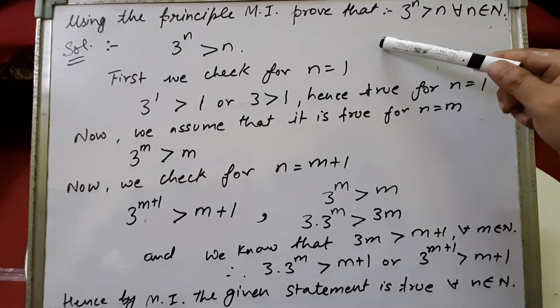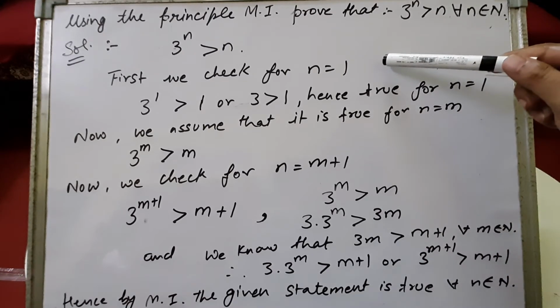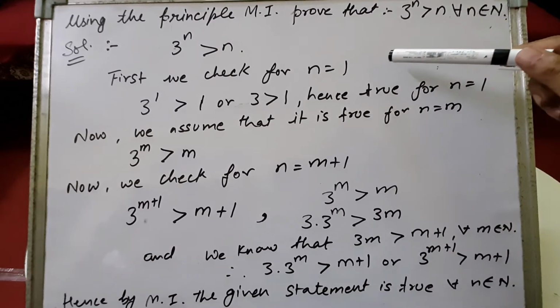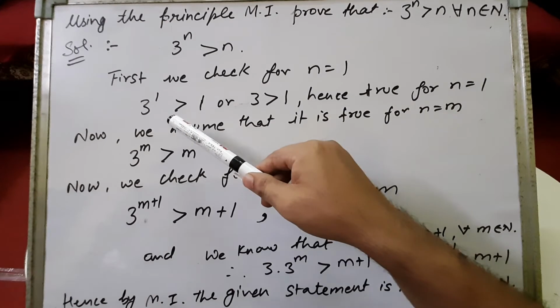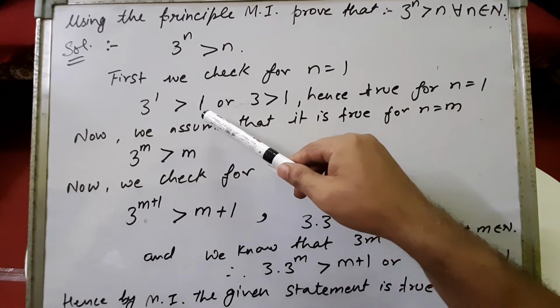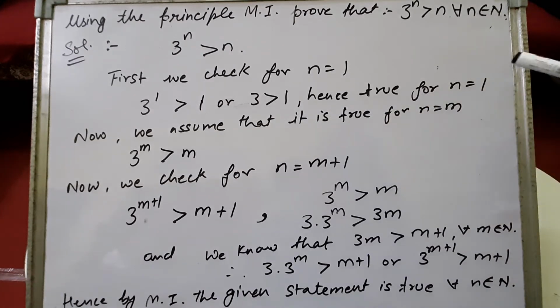So as usual in induction, we go from particular to general. First we check for n equals 1. In every sum we will first check n equals 1. If you put n equals 1 here, we get 3 to the power 1 is greater than 1. We know that 3 is greater than 1, so the statement is true. Hence it is true for n equals 1.